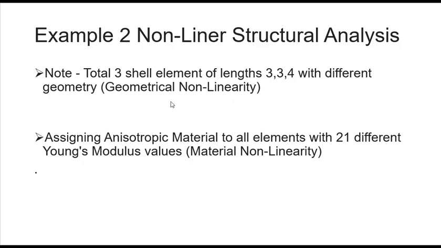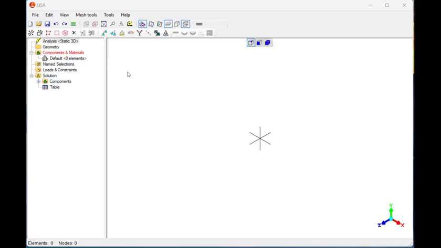with different geometries. So it will be geometric non-linearity, and we are assigning the isotropic material to all the elements with 21 different Young's modulus values. So the material is also non-linear. So let's solve this problem in LISA. Start non-linear structure analysis in LISA software.